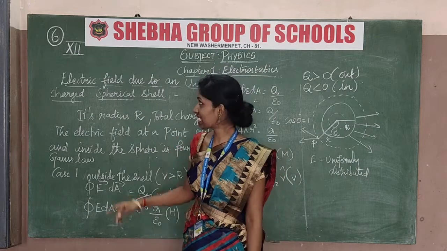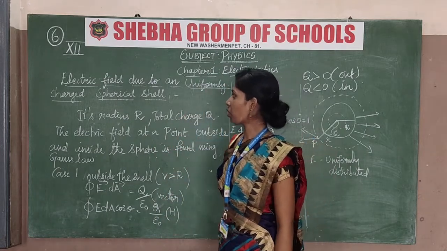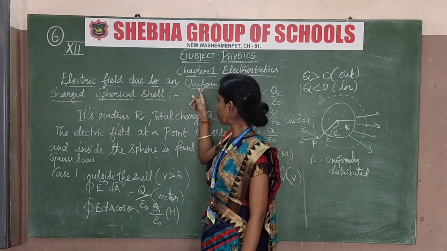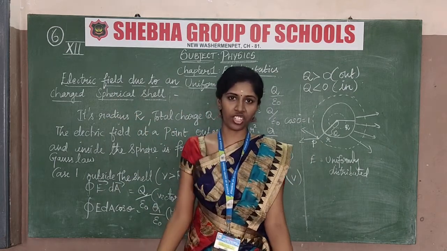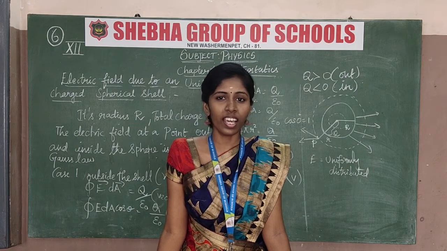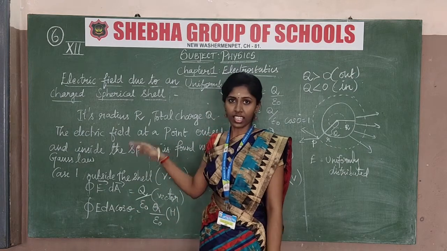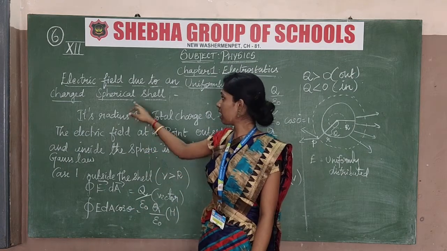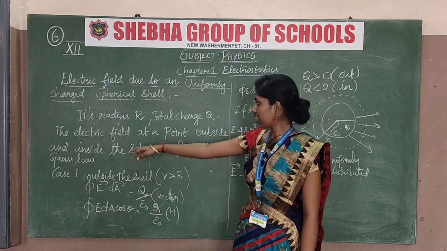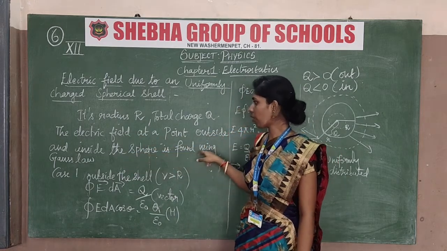Let's see our class 6, the same topic, electrostatics. Inside the topic we learn about the electric field due to a uniformly charged spherical shell. In the last class we learned that Gauss law is applicable to the electric field. So now the statement will be that Gauss law is applicable to the spherical shell. The electric field at a point outside and inside the sphere is found using Gauss law.